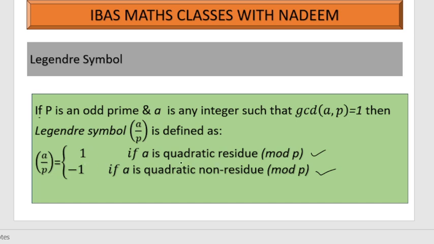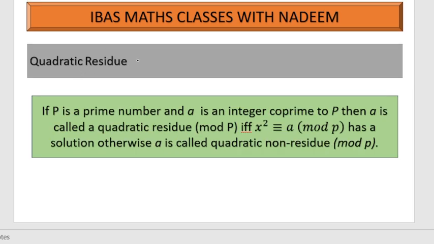But first we must know about what is a quadratic residue modulo P. Otherwise we cannot find the value of the Legendre symbol if we don't know about the quadratic residue. So what is a quadratic residue? If P is a prime number and A is any integer co-prime to P, that means the GCD of A and P is equal to 1, then A is called a quadratic residue mod P if and only if the linear congruence x square is congruent to A mod P has a solution. Otherwise, A is called a quadratic non-residue mod P.